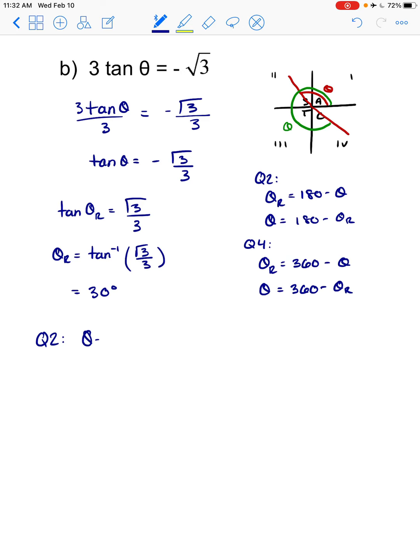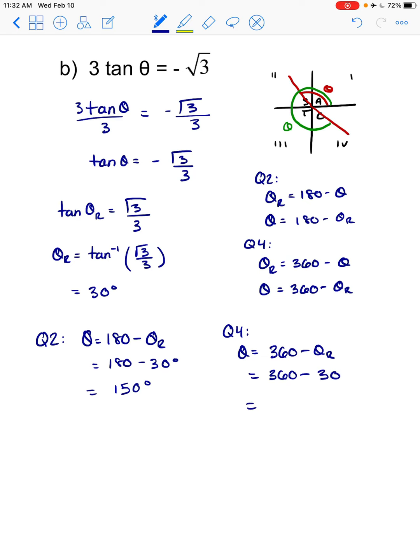So we'll go back now to solving for an angle in quadrant 2 and say theta is equal to 180 degrees minus our reference angle, which is 180 degrees minus 30, gives us an angle of 150 degrees. And then in quadrant 4, we have theta is equal to 360 degrees minus the reference angle, which is going to give us 330 degrees. For a final answer of theta is either 150 degrees or 330 degrees, just like that.